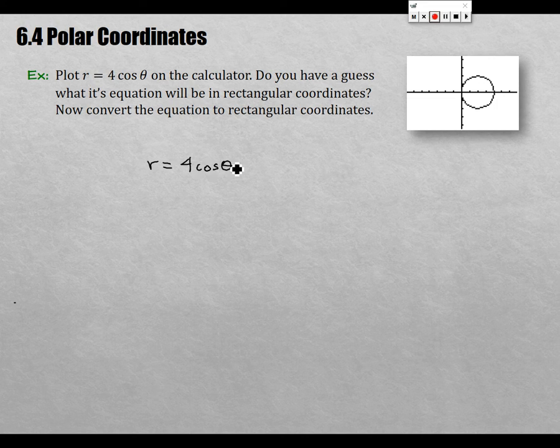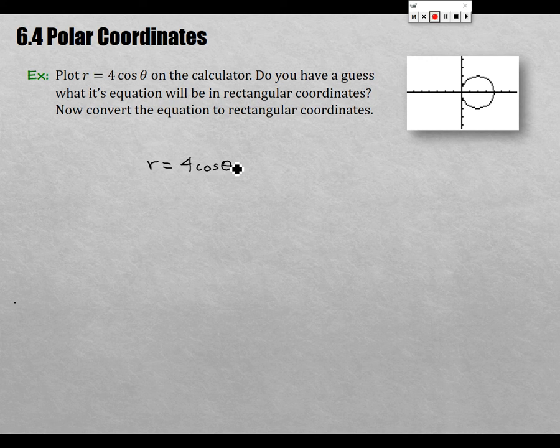Again, we're trying to generate for ourselves circumstances that just give us what we love to see: r cosine theta, r sine theta, x squared plus y squared equals r squared. So can we create for ourselves that situation? We love cosine theta, but what do we love more? From the previous page? We love what?